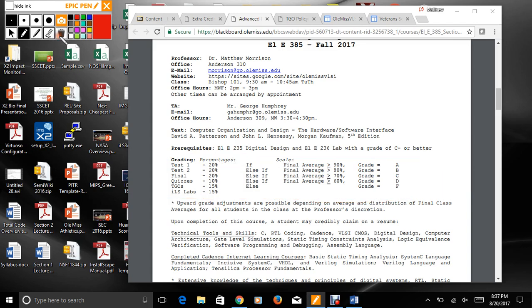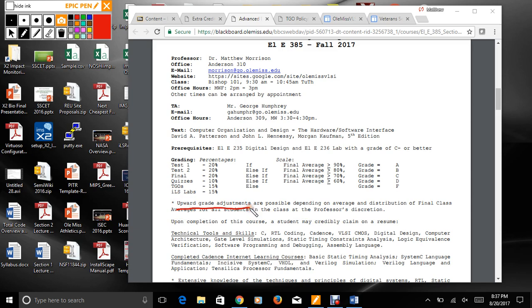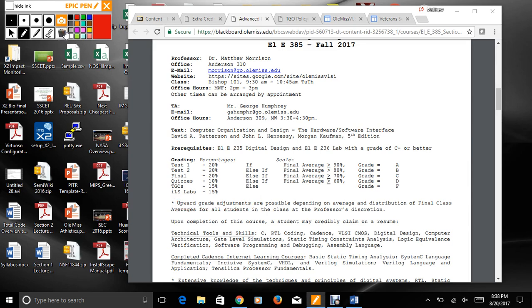Also worth noting, this is a reason why it's good to read the syllabus. Upward grade adjustments are possible depending on average and distribution of final class averages for all students in the class at the professor's discretion. Upward grade adjustments mean that if you have like an 88%, I can move that up from a B to either a B plus or an A. I may not move it down because I've specifically limited it to upward grade adjustments in my syllabus. Oftentimes in law school, they are permitted to do downward grade adjustments. So it's very important that you read what the professors write in the syllabi.